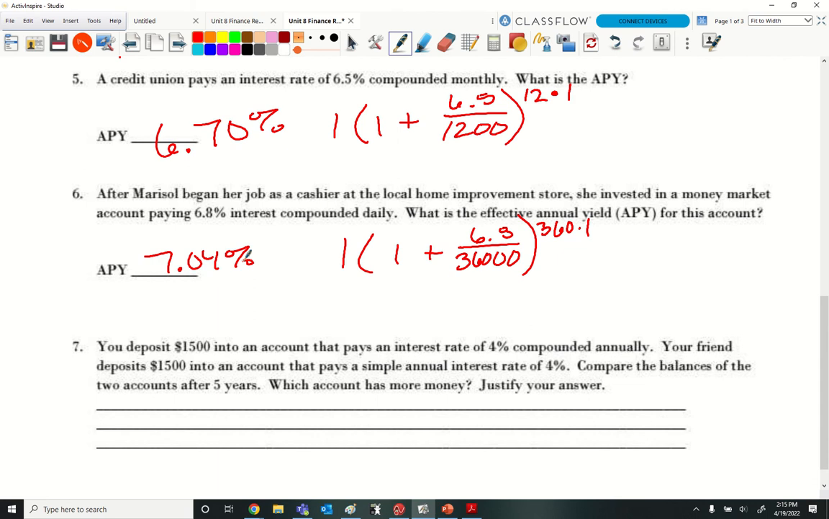All right, let's take a look at the next one here. It says, you deposit $1,500 into an account that pays interest rate of 4% compounded annually. Your friend deposits $1,500 into an account that pays simple interest rate of 4%. Compare the balances of the two accounts after 5 years. Which account has the most money? Justify. And by justify, I would like for you to just show your work, but you have to also state which one is the better.